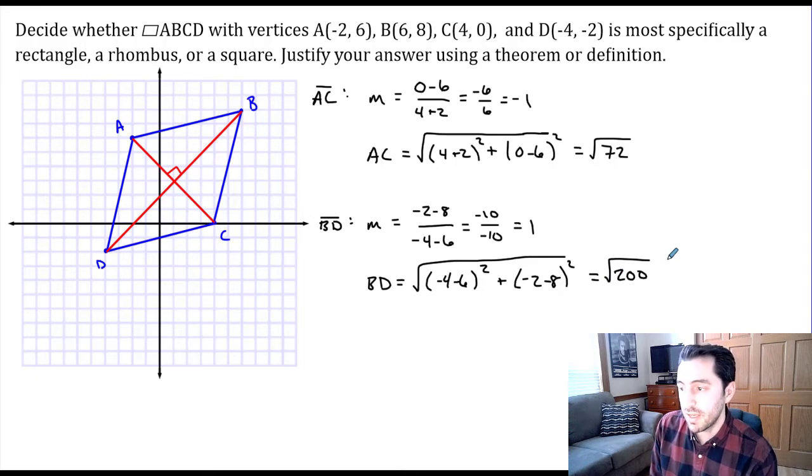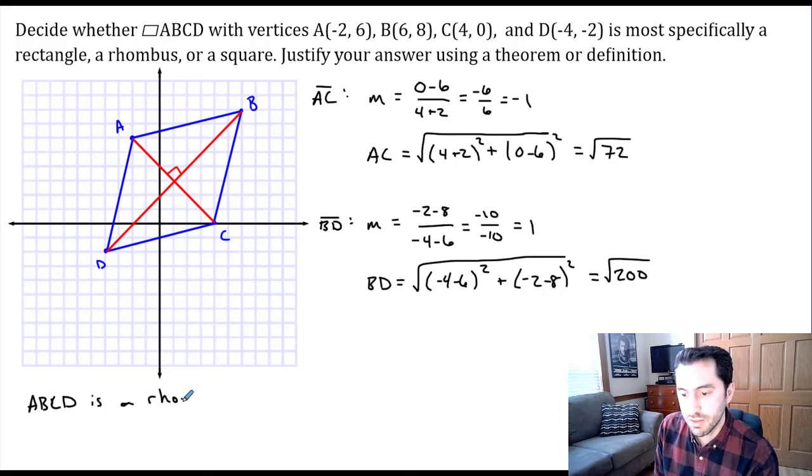So the diagonals, they don't have the same length. They are not equal to each other. But the slopes are opposite reciprocals. So with all of that said, ABCD is a rhombus.